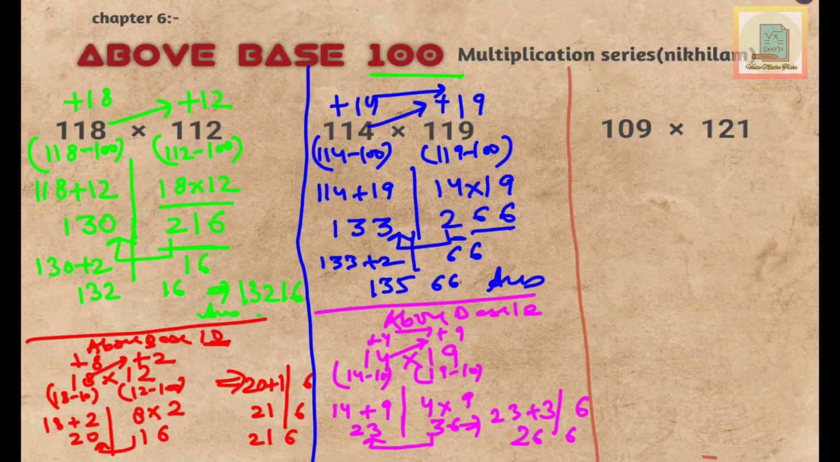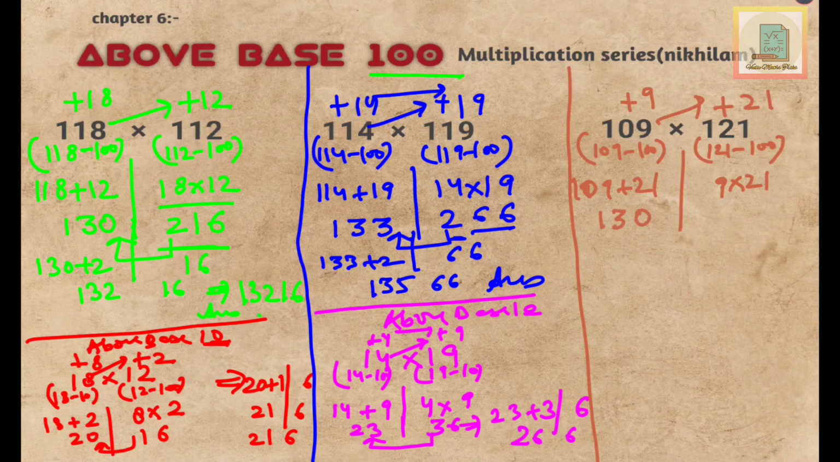Now let's understand the third question. Now 109 multiplied by 121. So 109 minus 100, which gives you plus 9 as deviation, and 121 minus 100, which gives you plus 21 as deviation. Now make a partition, 109 plus 21 in the first partition and 9 multiplied by 21 in the second partition. So 109 plus 21 gives you 130, and we can do it directly also here. 9 multiplied by 1, 9. 9 multiplied by 2, 18. So 189 is the answer.